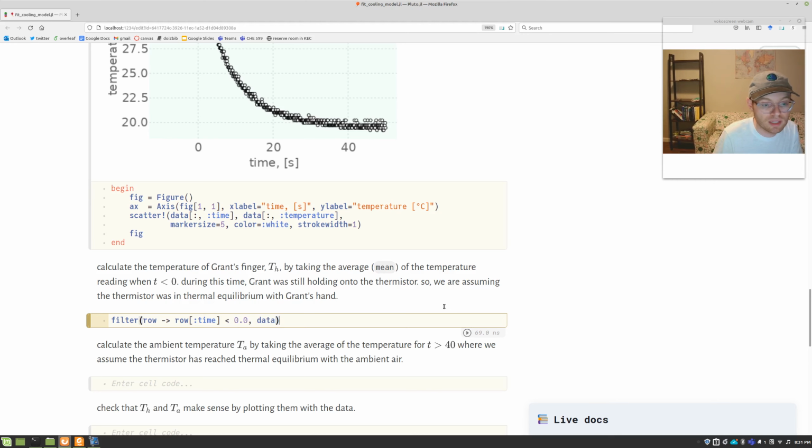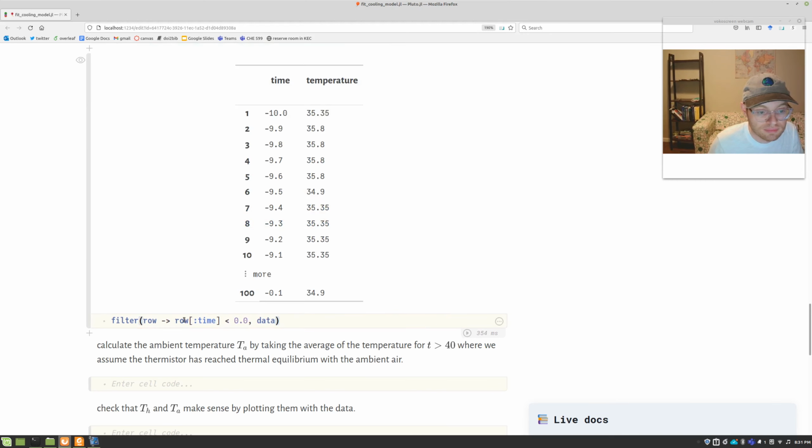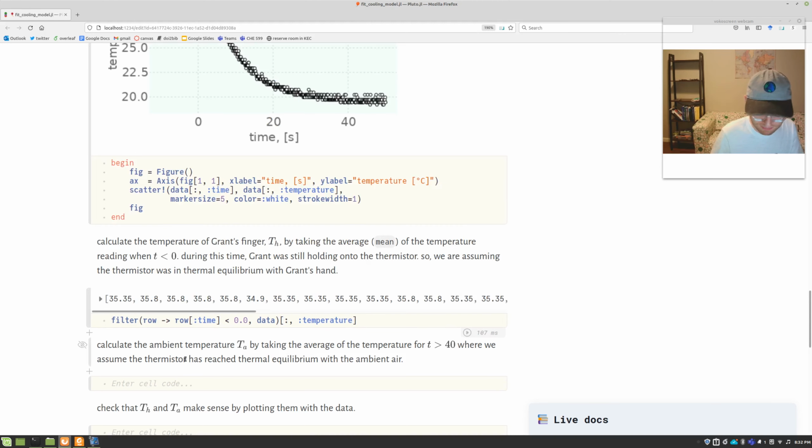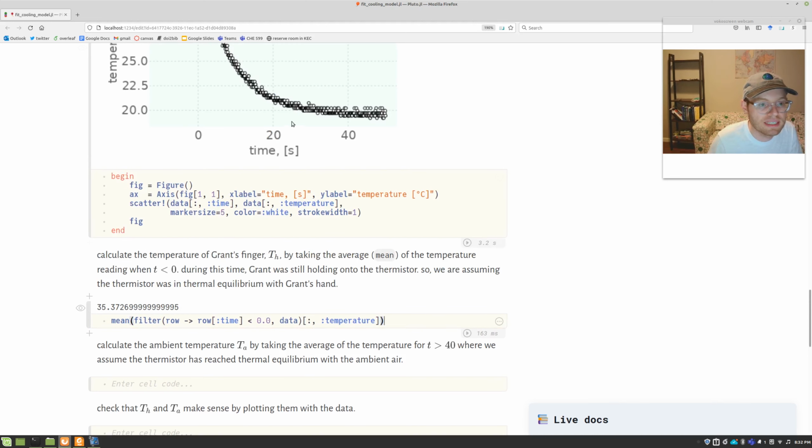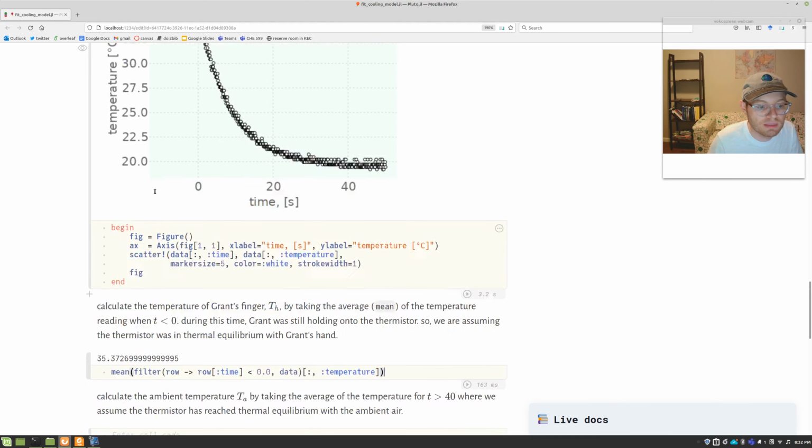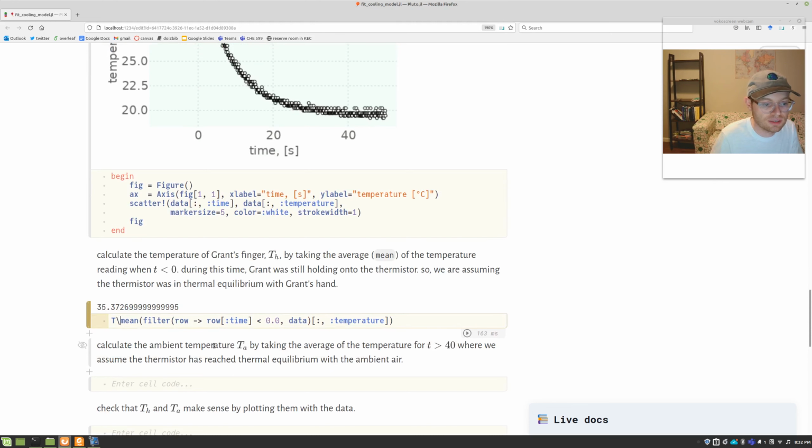Okay. And so here you can see all of the times in this data is now less than 0. Okay. And now we want to look at the temperature. Okay. So this is going to give you this column. And we want to look at the mean of that. Okay. So it's just the mean temperature right here. And it's a bit above 35, which is what it looks like. So let's define that as TH, because we're going to use that later. Define that as a variable TH.